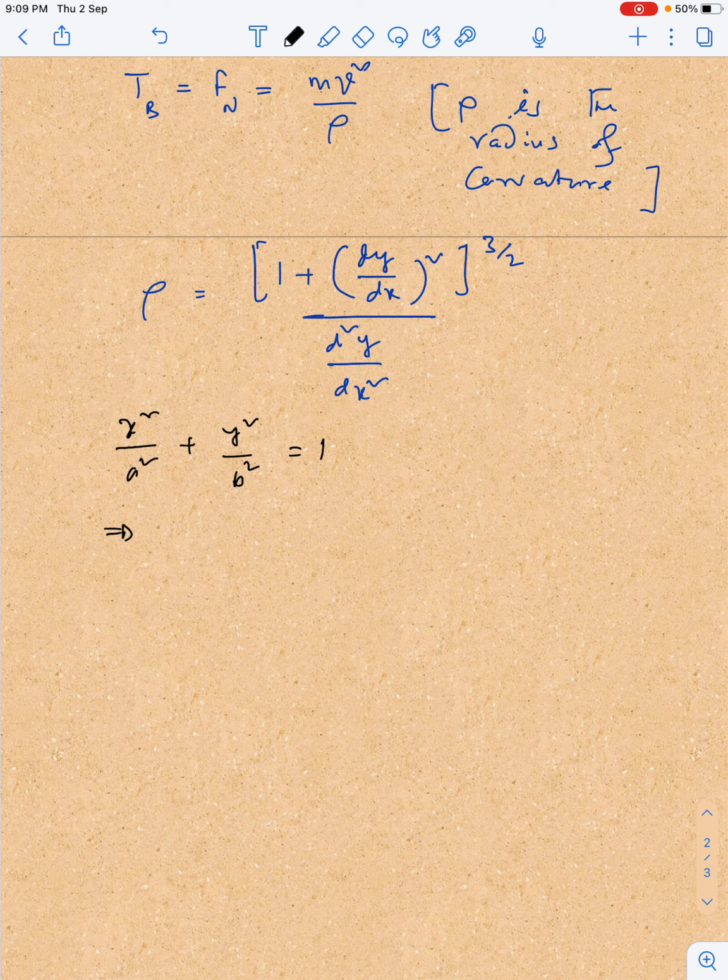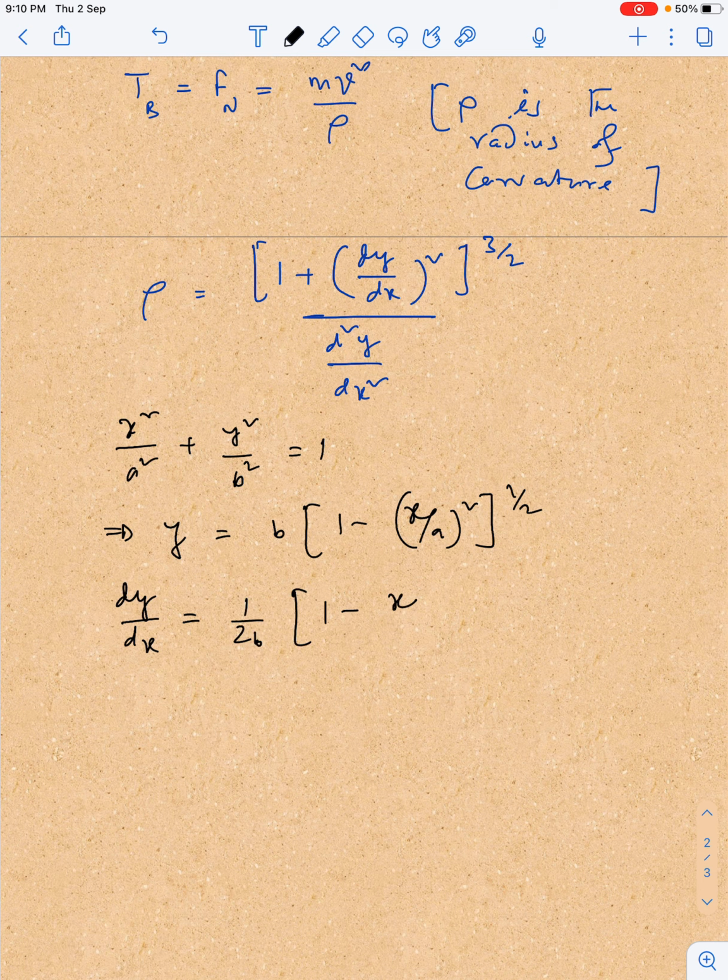So if I just simplify it, I will get y is equal to b into 1 minus x by a whole square whole to the power half. So if I just do the first derivative dy dx, this half factor will come. So 1 by 2b 1 minus x by a whole square whole to the power minus half, it will be into this, again this term will be differentiated. So for that I will get it is simply minus of 2x by a square.